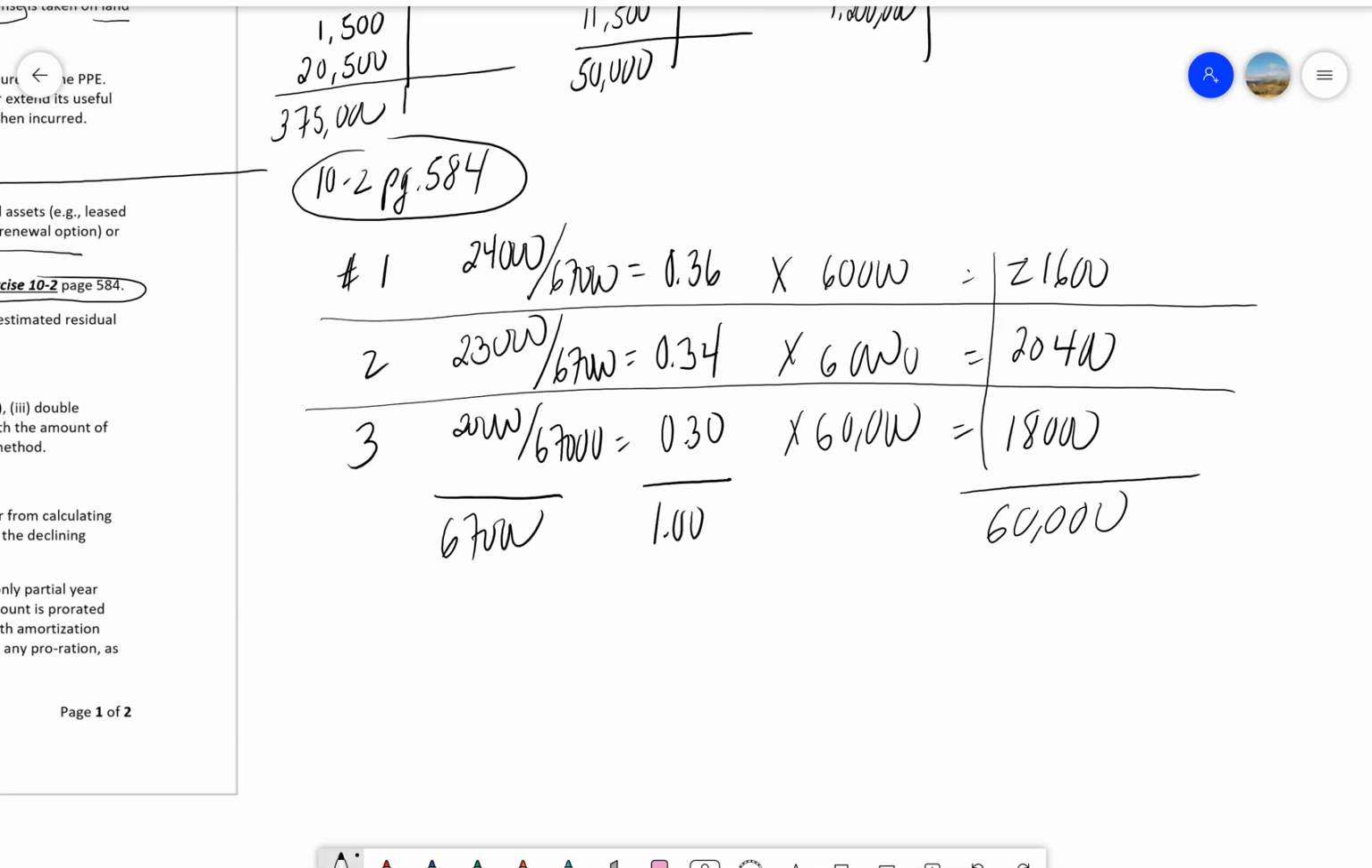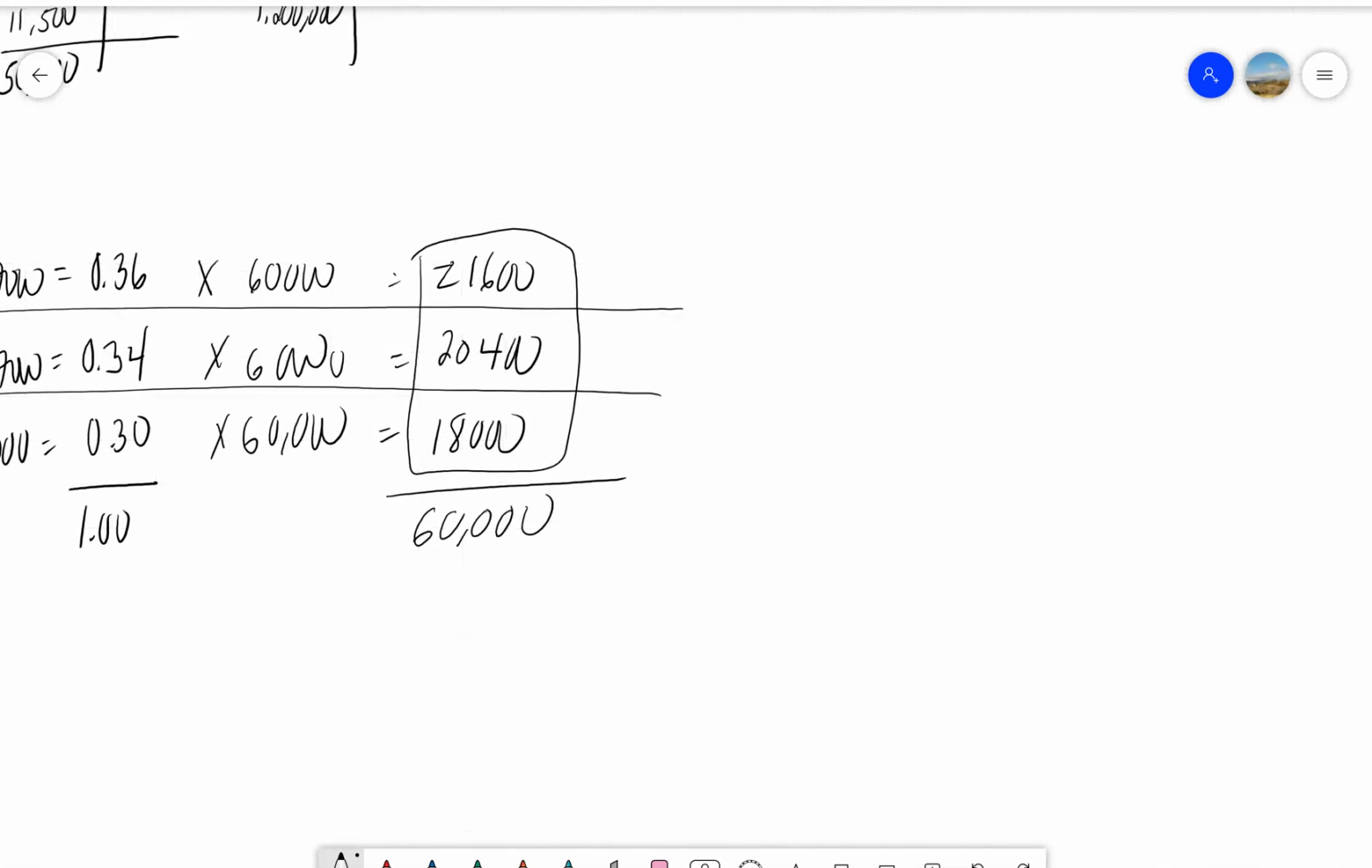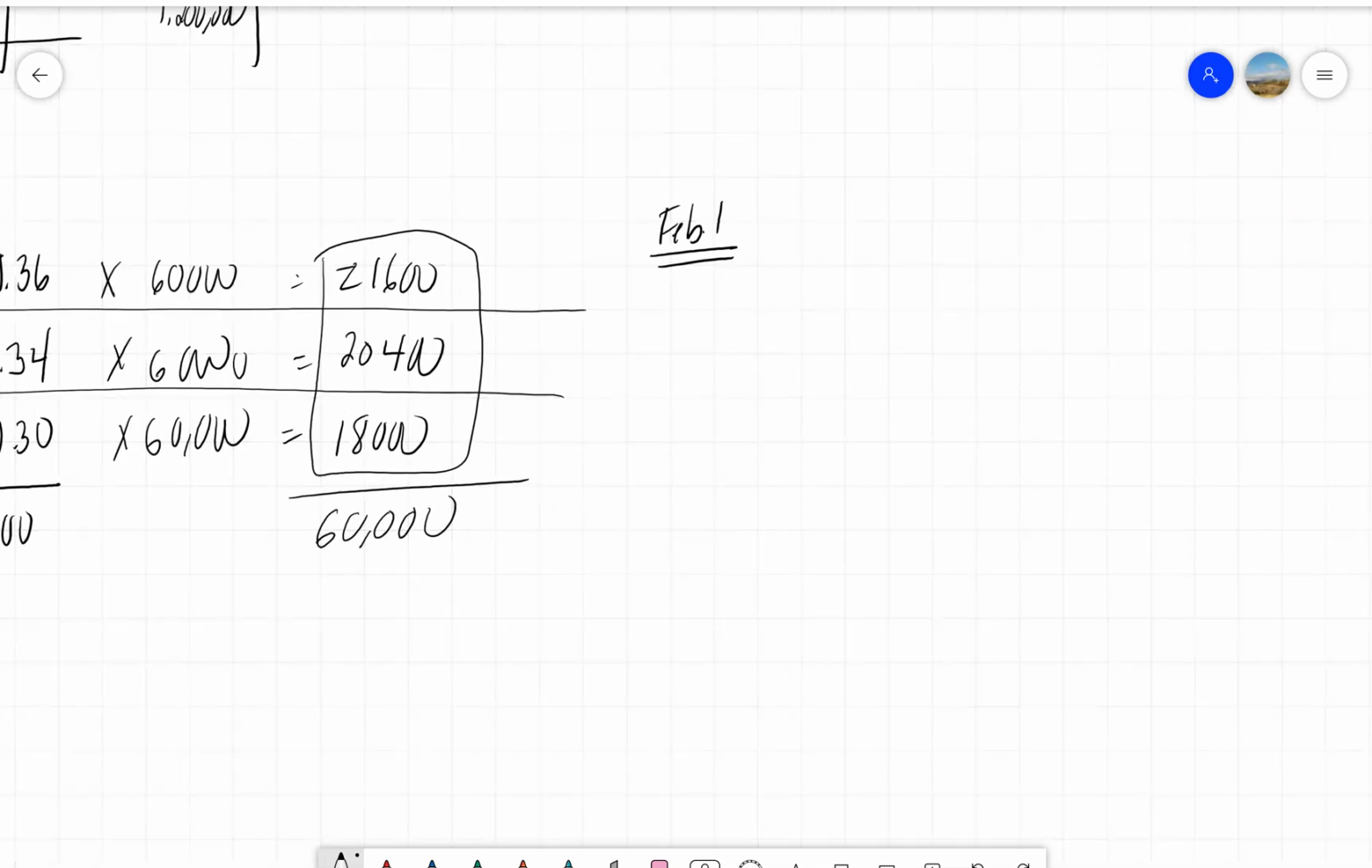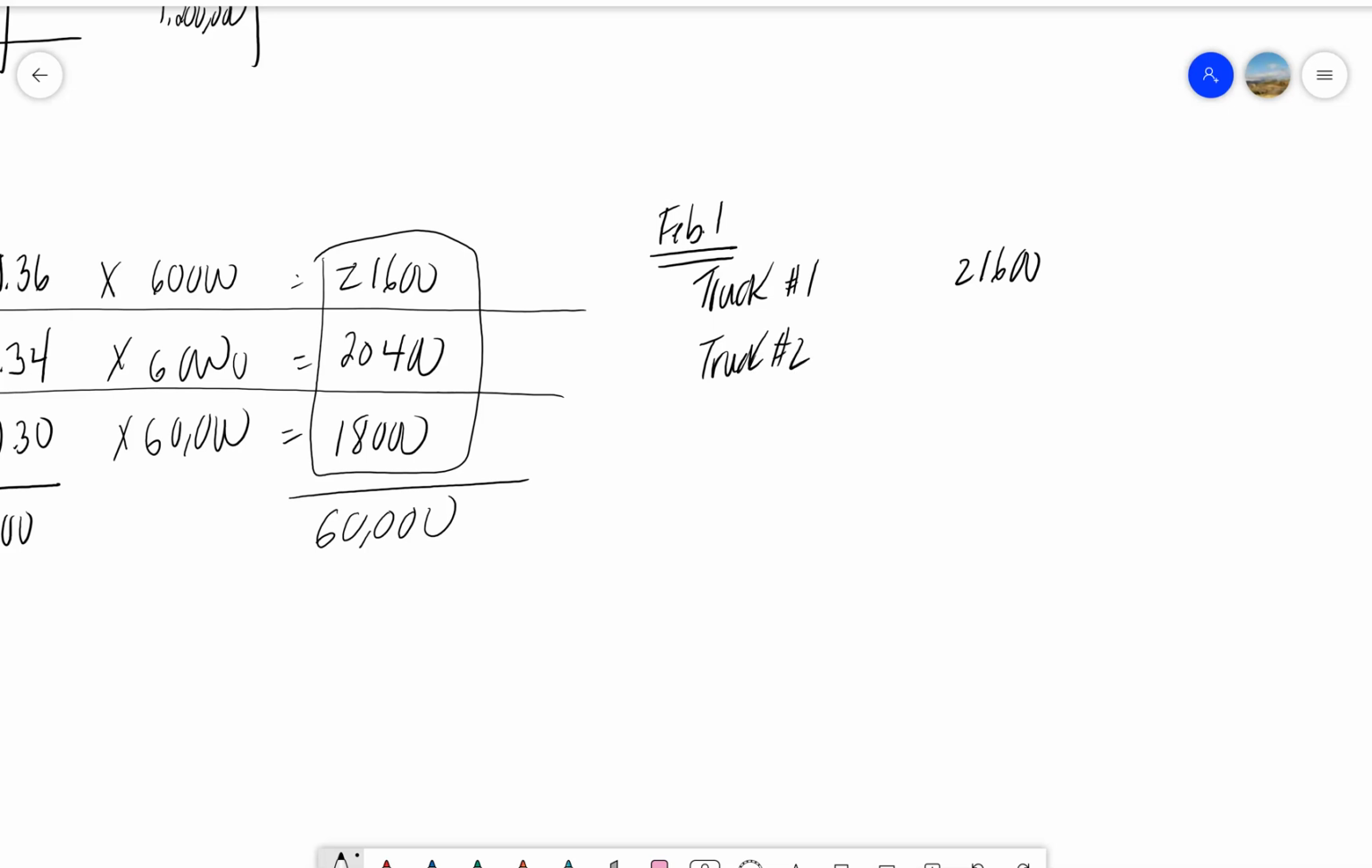And so these are the amounts we're going to be using to record the cost of each truck. Now, once we have that, then we can actually go and do the journal entry. So using these 3 amounts, we can then record the journal entry for the purchase of the 3 trucks on February the 1st. So let's just call them truck 1, truck 2, and truck 3. So we're going to debit truck number 1 for 21,600, and then truck number 2 for 20,400, and then the same for truck number 3 using the 18,000.